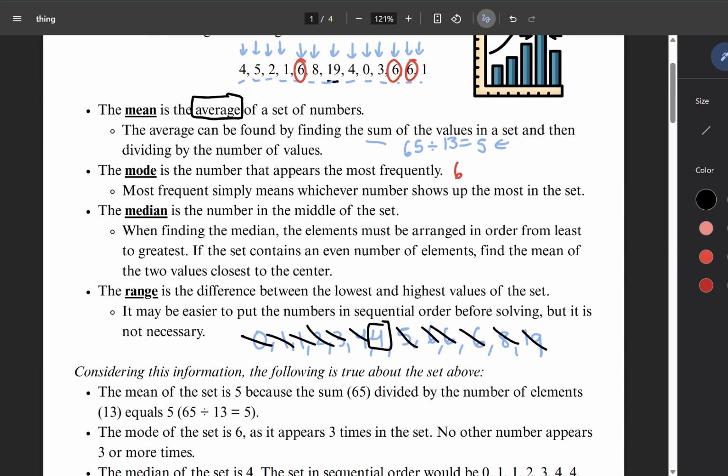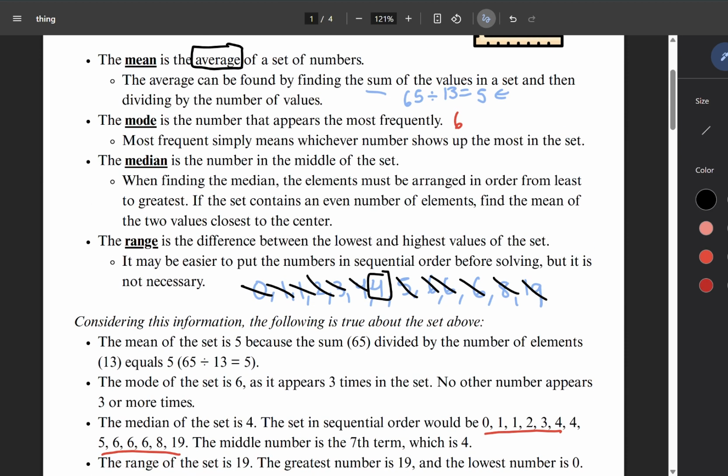That is our median. And last but not least, we have the range. The range is the difference between the lowest and highest values of the set. So here we already have it in sequential order, which does make it a lot easier. We have the highest as 19 and we have the lowest as 0. This means our range is 19 minus 0, which is equal to 19. So the range here is 19.